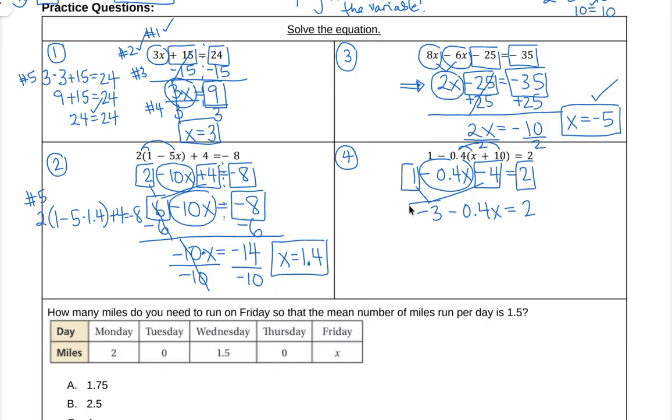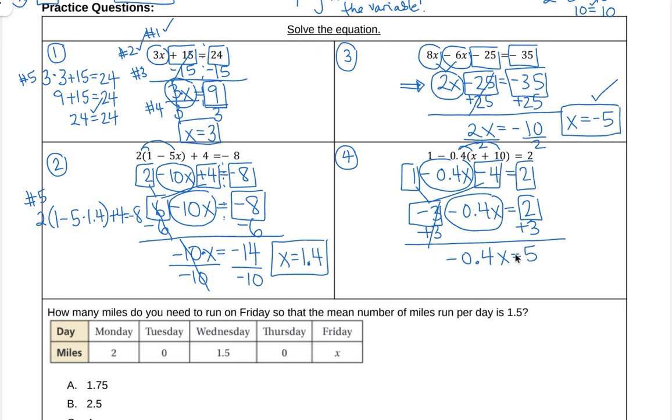So then if I were to continue to bubble and box so I make sure I can identify which term is my variable term, I see this is my variable term right here because it's in a bubble and it has the variable. So I'm going to get rid of this minus 3 by adding 3. Okay? So when I add 3, I end up with this canceling out, and I say negative 0.4x equals 5.